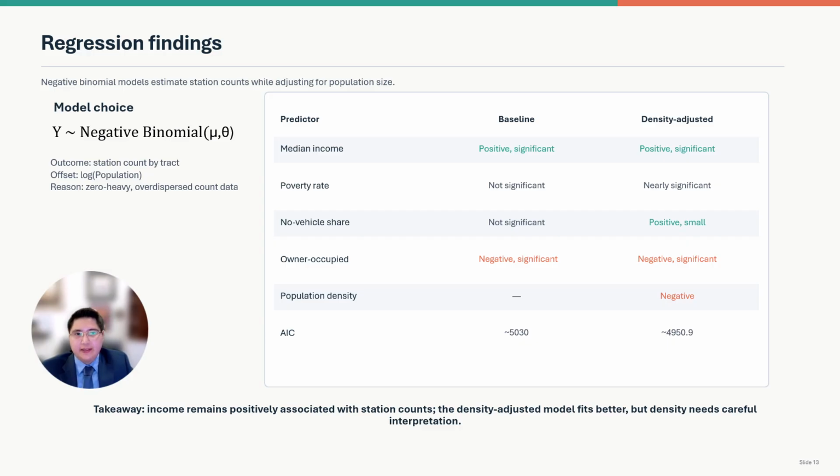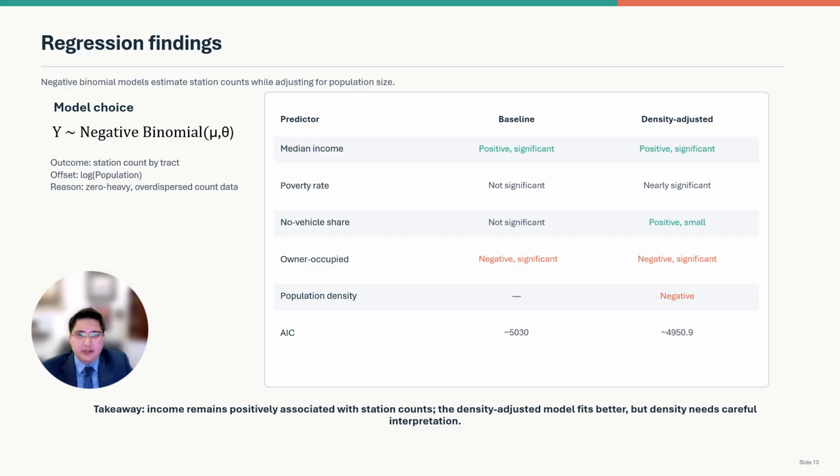Then I add the population density. The density adjusted model improves the model fit, with the AIC dropping from about 5,000 to 4,900. A lower AIC means the model fits better. The population density coefficient is negative, but it needs careful interpretation.